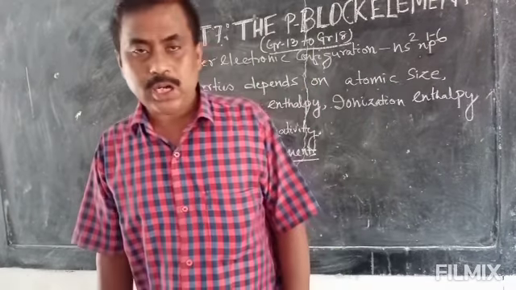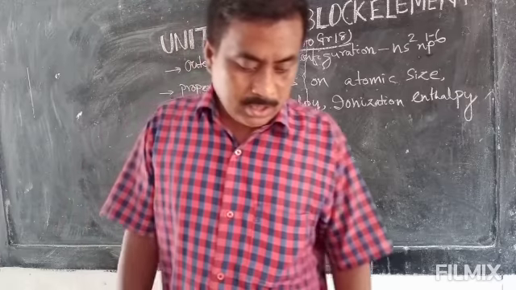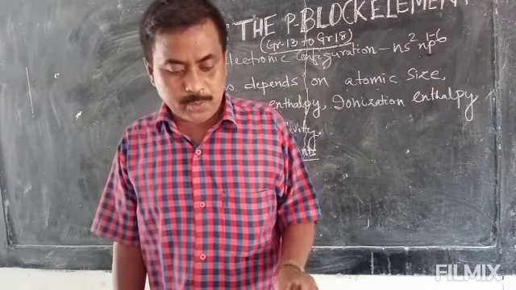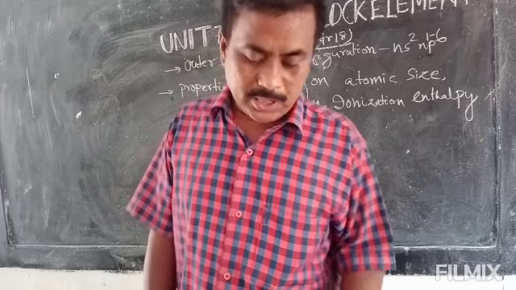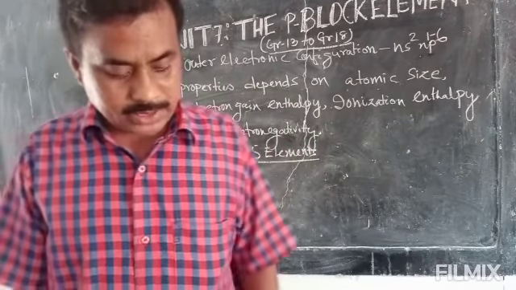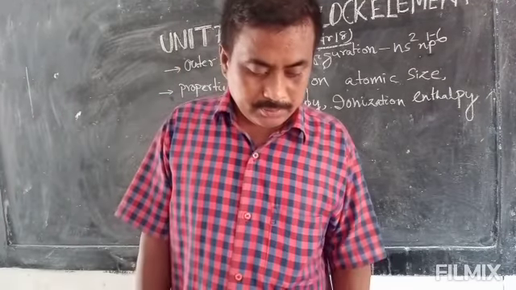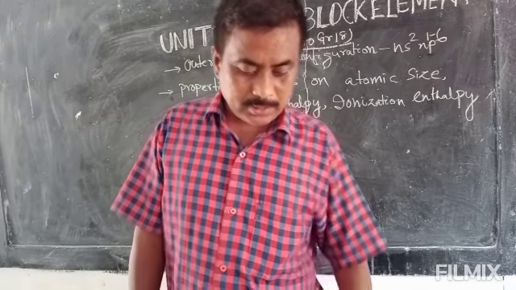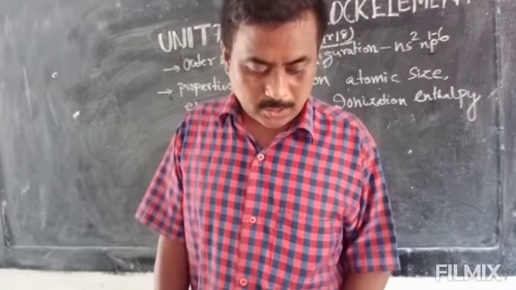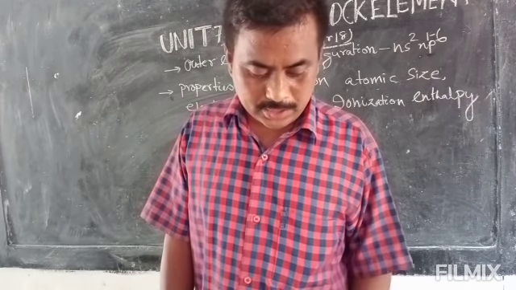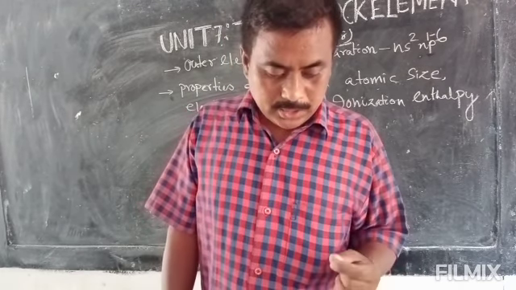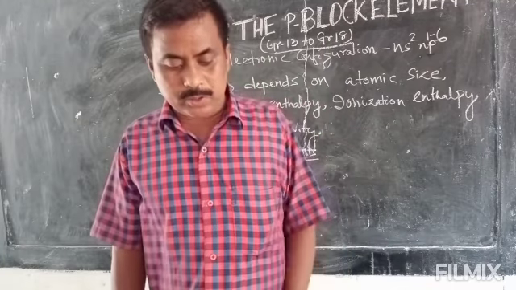Now let us see about the occurrence. Molecular nitrogen is 78% by volume of the atmosphere. That means in atmospheric air we get nitrogen in the amount of 78%. And in the earth's crust it occurs as sodium nitrate, that is Chile saltpeter, and potassium nitrate. It is found in the form of protein in plants and animals also.